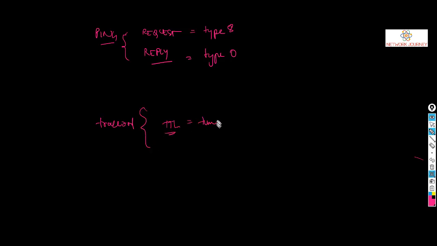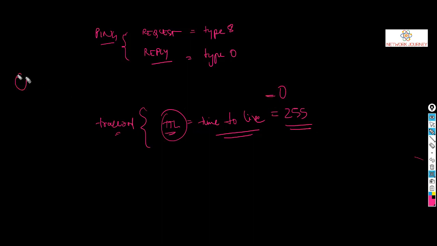TTL is nothing but, as I told you in the previous class, might be in the switching looping, that in the case of a switch, the loops are infinite, there is no stop for that. But in the case of a router, or in the case of routing, the loops have some end point. That's because these packets carry something called TTL, time to live. The maximum TTL value can be 255 and the lowest can be 0.